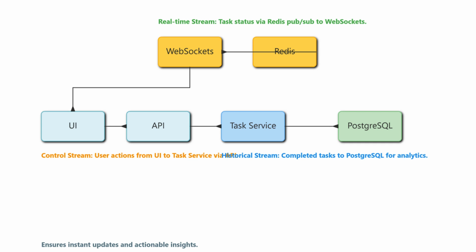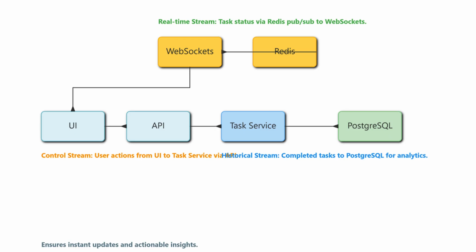First, the real-time stream. This is how you get instant updates. Task status changes flow rapidly through a Redis pub sub mechanism, pushing these updates directly to your UI via WebSocket connections. When a task starts, completes, or fails, you see it reflected on your screen almost immediately.